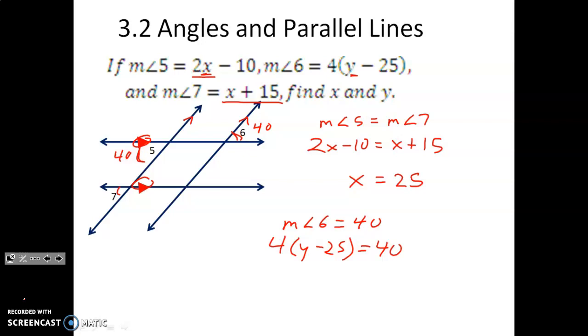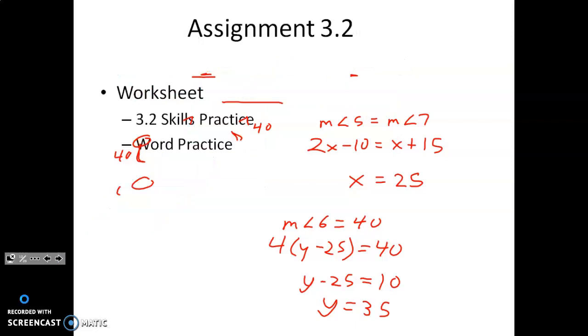I like to divide. You could distribute this. I just like to divide to get rid of my 4, because if I want to get the y by itself anyways, I don't want to take anything to that y. So I'm going to divide both sides by 4. That's going to give me 10 over here. And then add 25. So my y equals 35. So there's our x and our y. So that's our problems for 3-2.